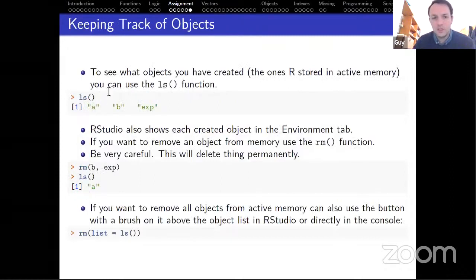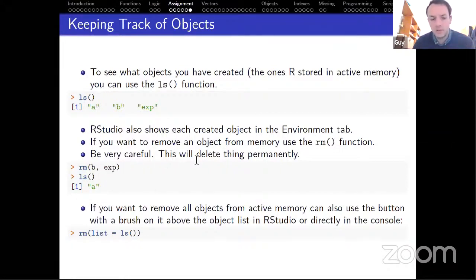Okay, to see which objects we have created in R, we can use the ls function. Here it's just printing out the objects. But with RStudio, we can also see them on the right-hand side, in the top right, in the Environment pane. If we want to remove objects, we can use the rm function. Here we just want to remove b and exp, for example, and then we're left with a when we print it out.